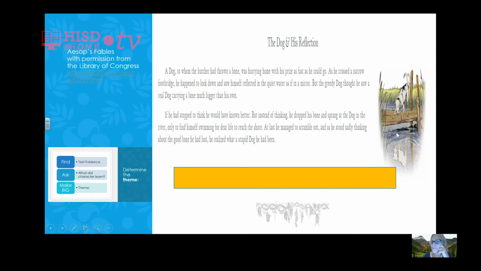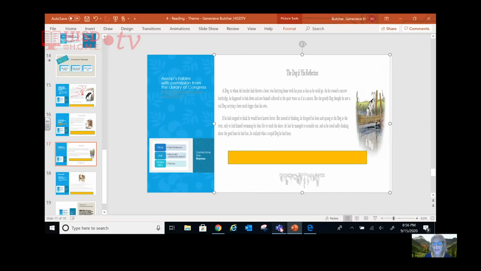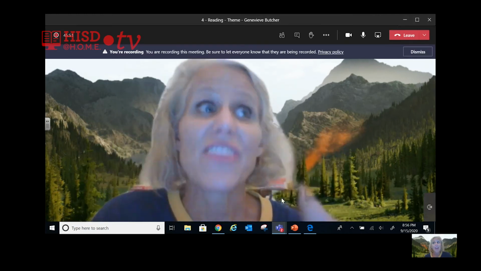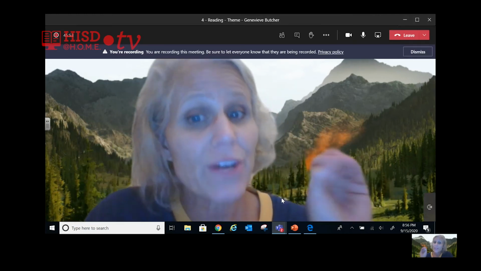Let me look at this picture. There he is. I see two dogs. Is that really two dogs? But, that's our big word. The greedy dog thought he saw a real dog carrying a bone much bigger than his own. Okay, hold on. What do you think's going to happen here? I got to look at your face. What do you think's going to happen? He thinks that the other dog has a bone bigger than his.